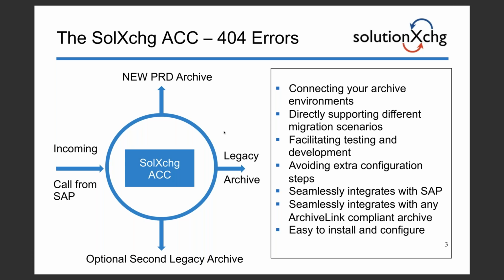And here comes the ACC. We're remedying that problem in a way that we take that incoming call from SAP and redirect it. Instead of going directly to the quality control archive, we are first checking the production archive and then checking the appropriate QA archive, and optionally any other archives.